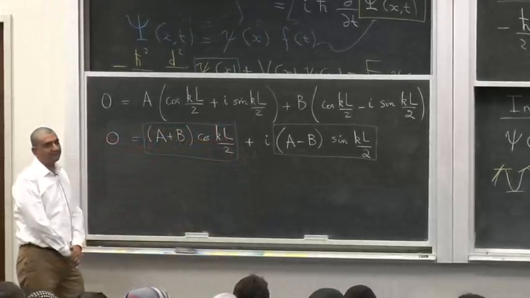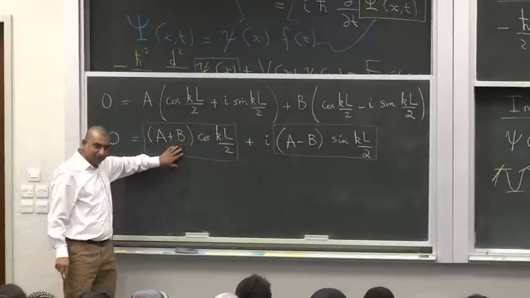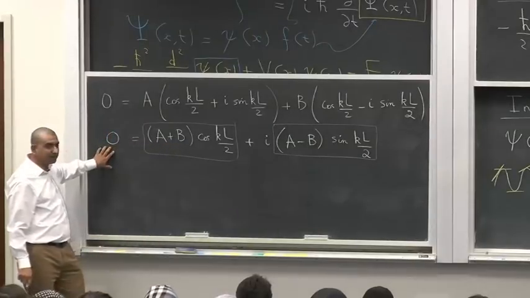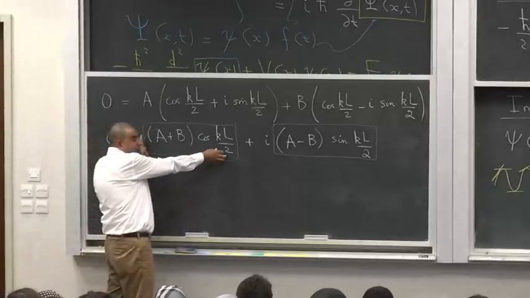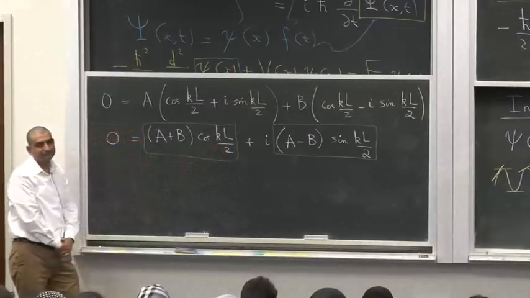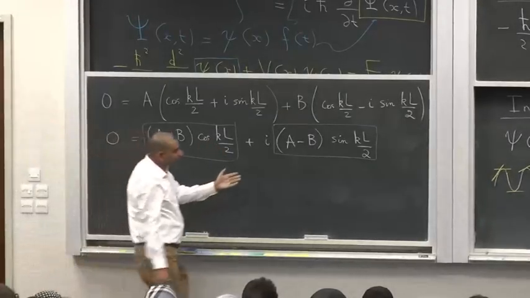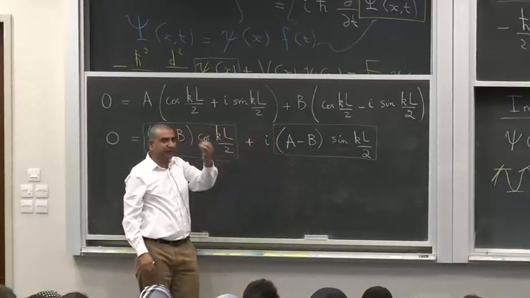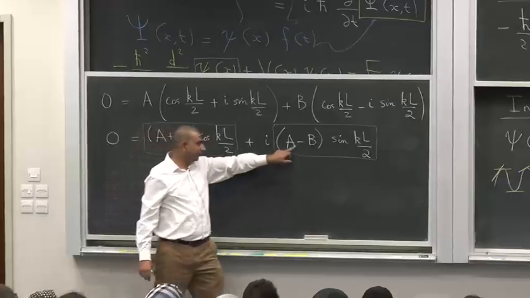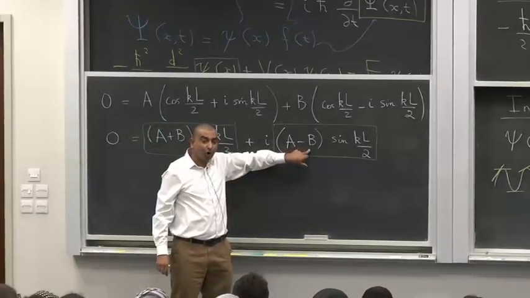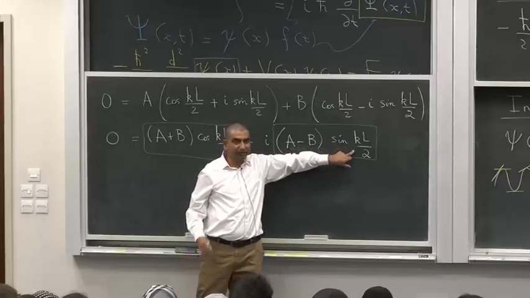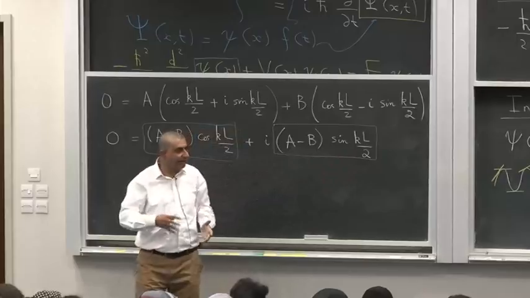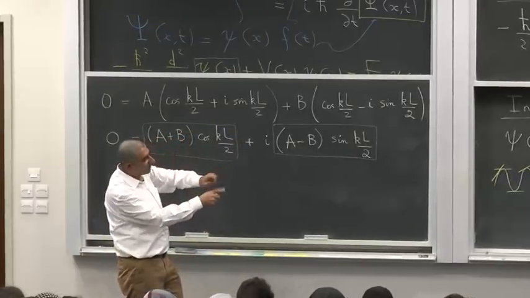Is this equal to 0? This is 0 because there is no real part here. So this on its own is 0, and this on its own is 0. Now this can be 0 in two scenarios: when A equals B, or sin KL over 2 equals 0. So I need some more information. Let me get the other piece of information from the second equation.